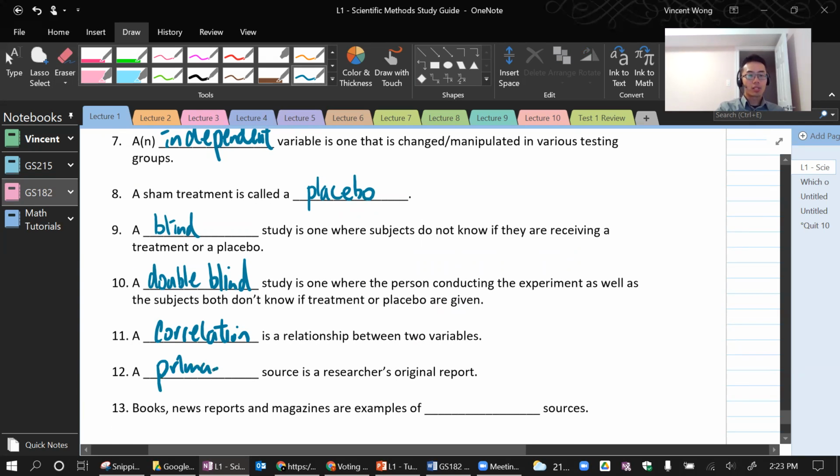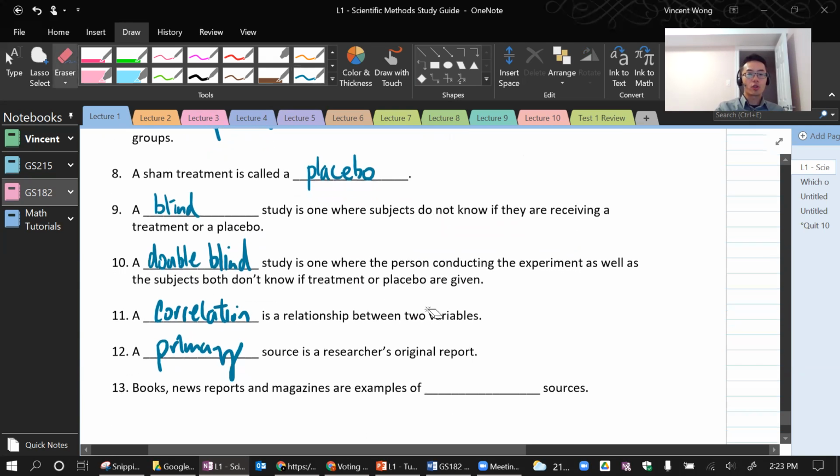A primary source is a researcher's original report. And if it's coming from books, news reports, and magazines, those are secondary sources, generally speaking. Like, you can have a book that's primary as well if the author is the one who did the experiment.